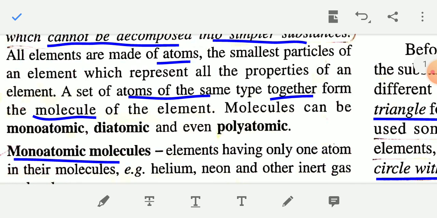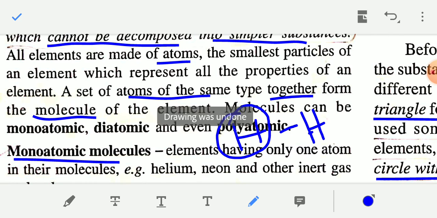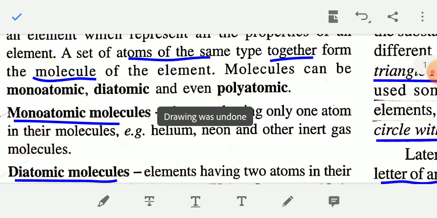Okay, so a set of atoms of the same type together form the molecule of the element. For example, when two hydrogen atoms combine, they will form a hydrogen molecule. Okay, so a set of atoms of the same type together form the molecule of that element.